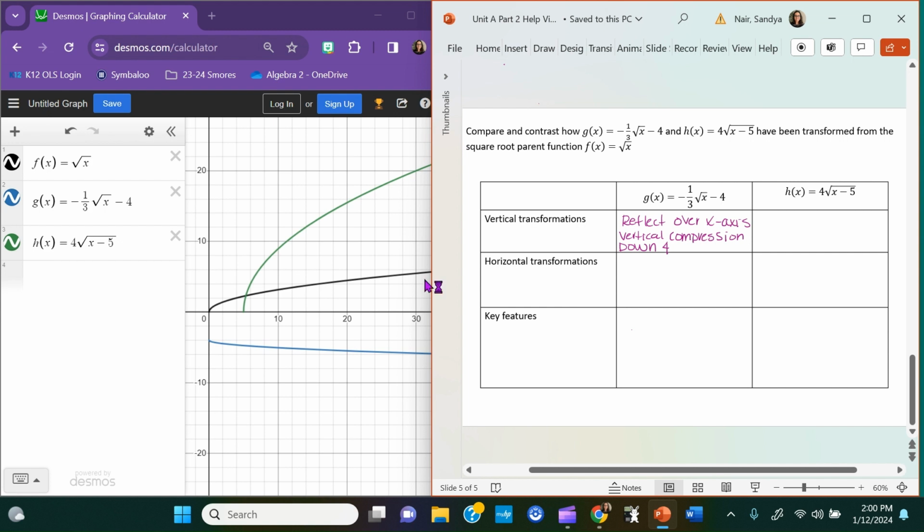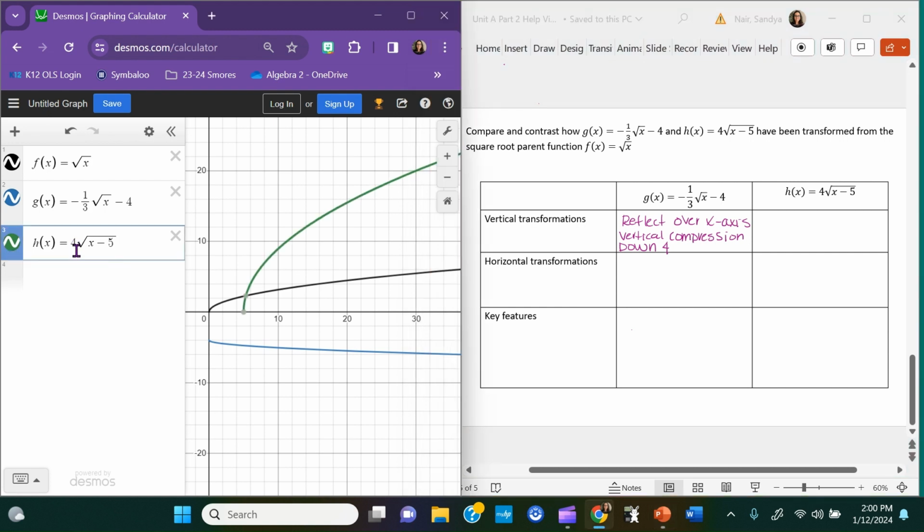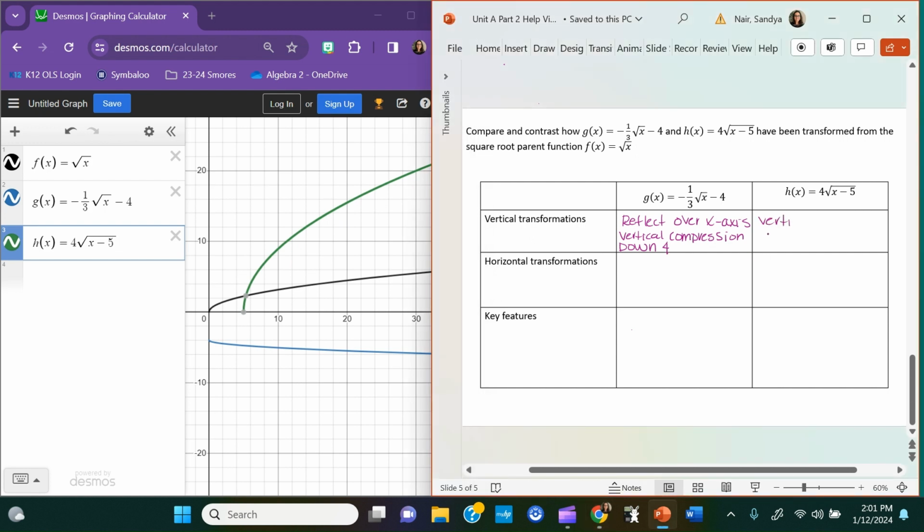Okay. Now let's look at the vertical transformations of h of x. So h of x has that 4 in front, and that's our value of a. You can see this graph is actually vertically stretched. It's taller than the parent function. So we would say vertical stretch. This graph does not have a value of k, so we don't actually have a vertical translation. So vertical stretch is going to be the only transformation we have.